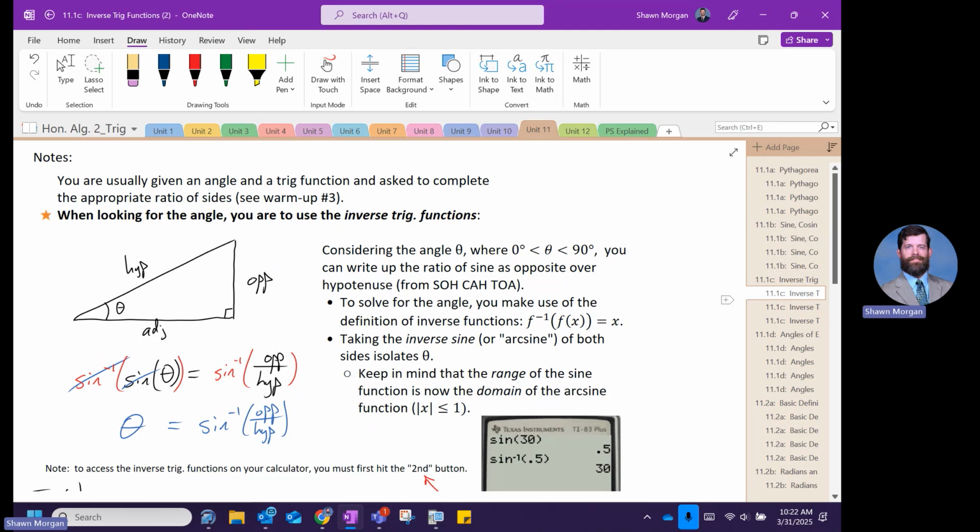I've got it in bold up here on the screen with a little star around it. Okay. To find an angle, use inverse trig functions.